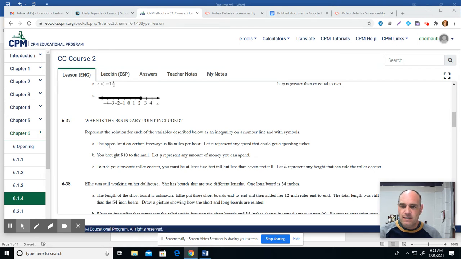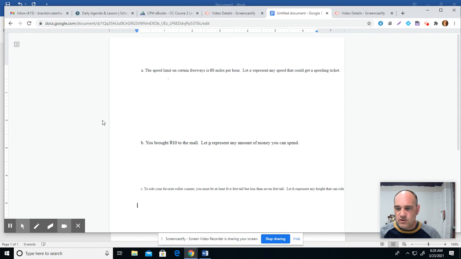So my speed limit is 65. I want to represent any speed that could get me a speeding ticket. Let's do our symbols first. X is my speed, and if I go faster than 65, X is greater than 65 is going to be my symbol. I'm not going to put the "or equal to," because if I go 65, I don't get a ticket.